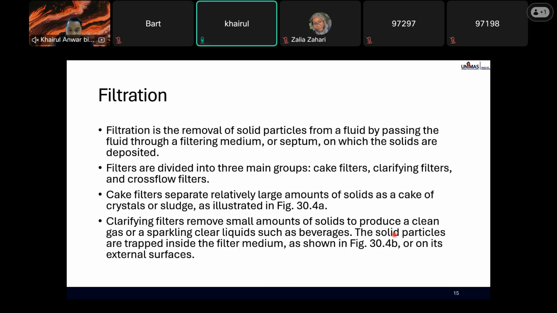This slide is simplified. For filtration, normally a full class is very long. You learn about how the membranes work theoretically, but I limit it to just cake filters. Filtration is the removal of solid particles from a fluid by passing the fluid through a filtering medium or septum in which the solids are deposited.